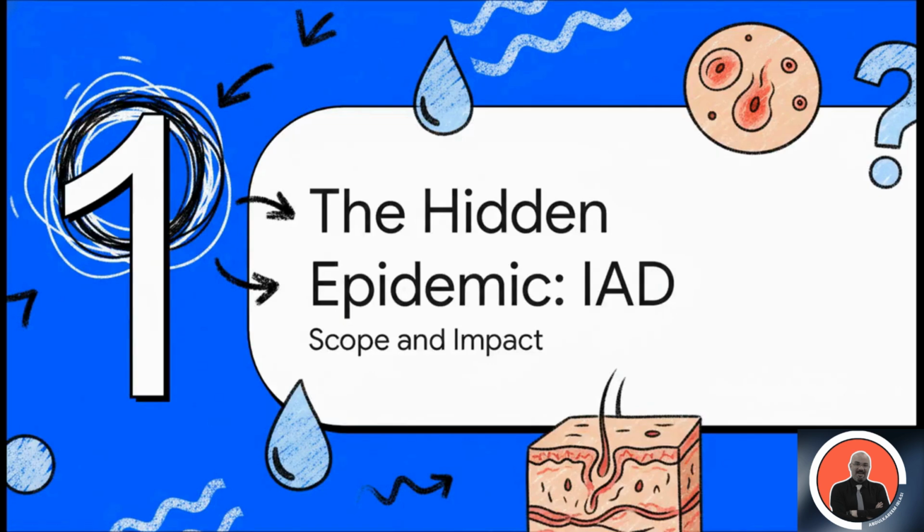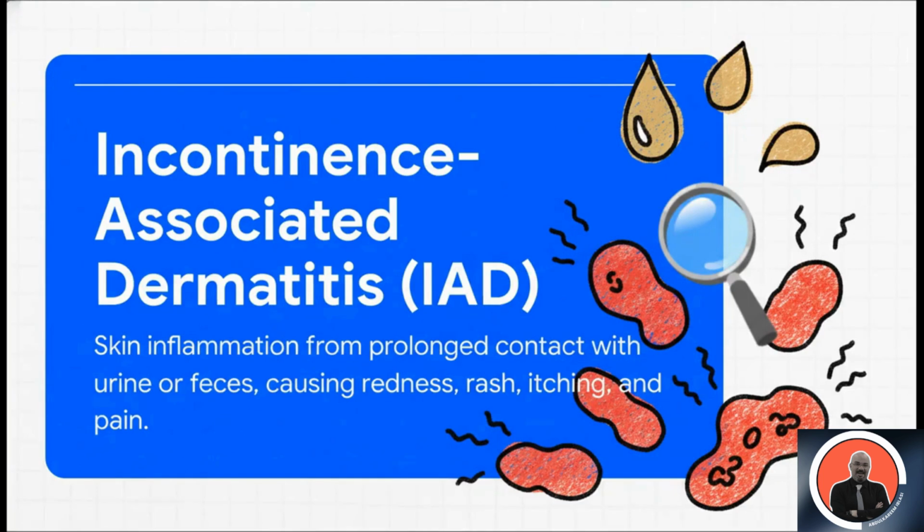So let's dive into our first section, really understanding the scope and the impact of what I'm calling this hidden epidemic. At its core, IAD is really a specific type of contact dermatitis. It's an inflammatory reaction, plain and simple, caused by the skin being exposed to irritants in urine or feces for too long. Clinically, you know what it looks like. Redness, a rash, and of course, our patients report a lot of discomfort, itching, and pain.